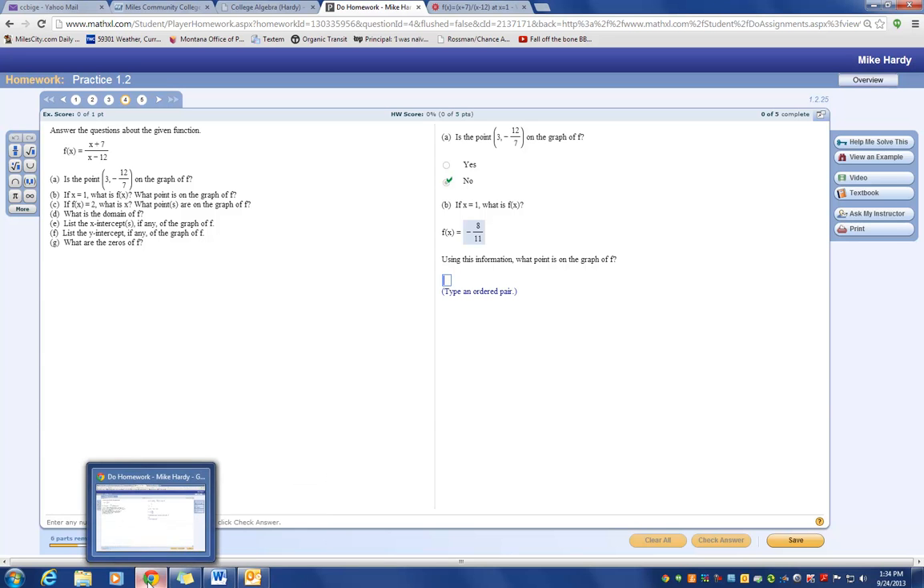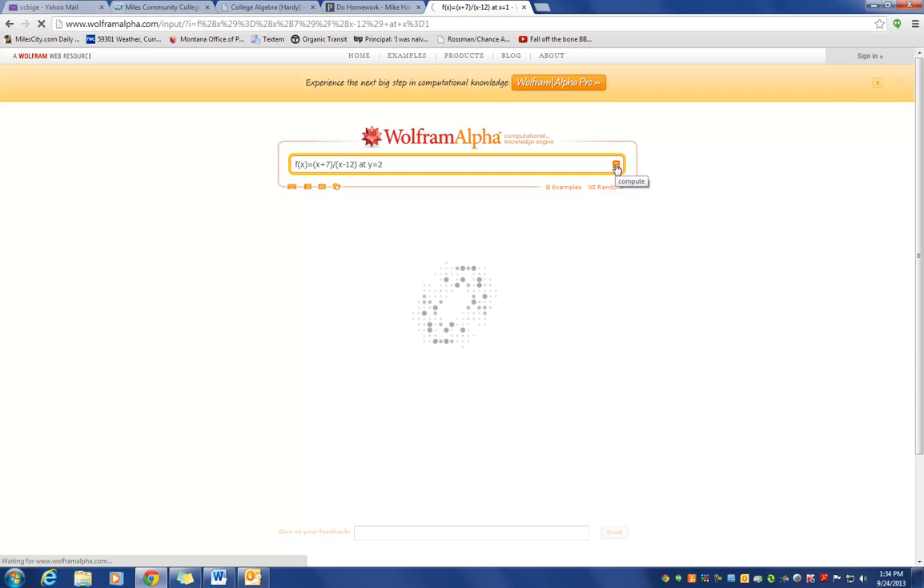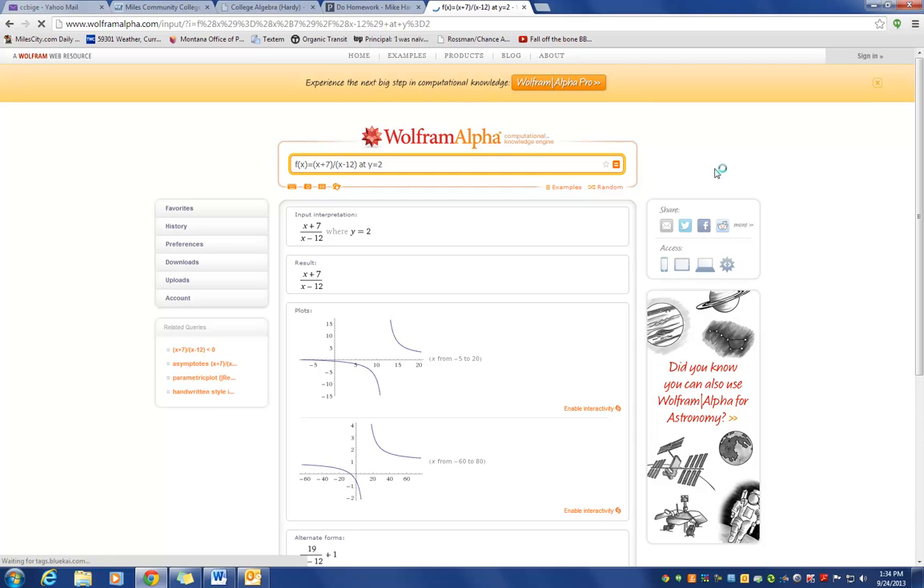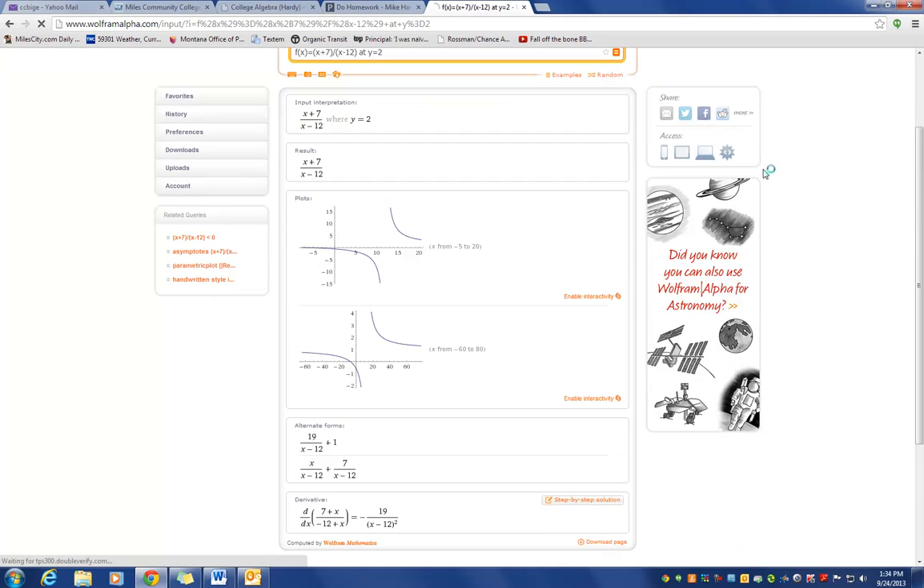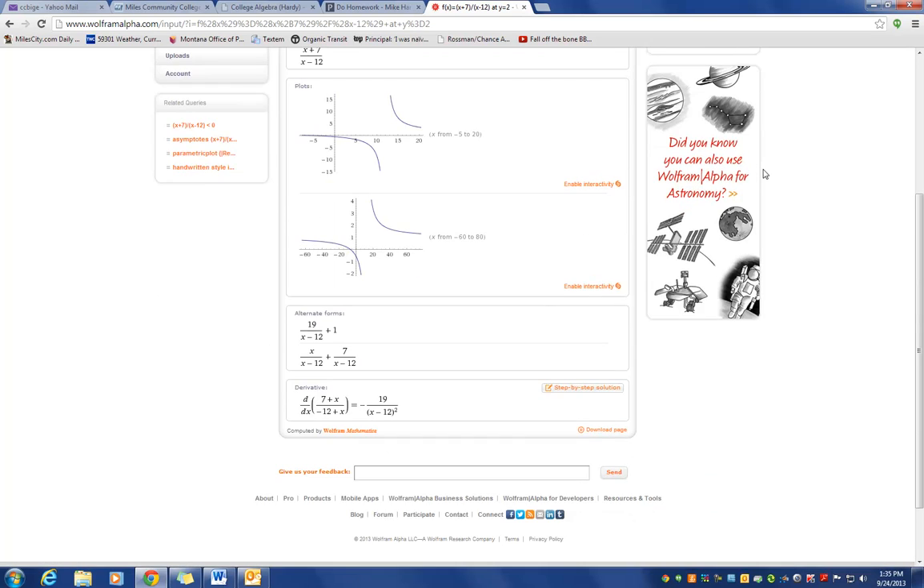Now, if f of x equals 2, what is x? Okay, so let's just see if Wolfram Alpha, so we want f of x equals 2. Let's just say y equals 2. See if it likes that. See if it lets me do that. Okay, find this where y equals 2. It's not liking that.